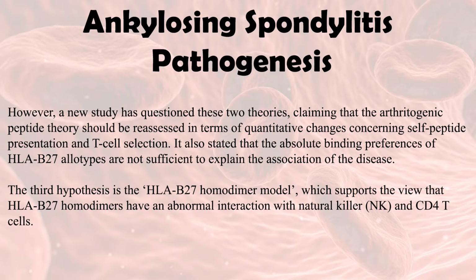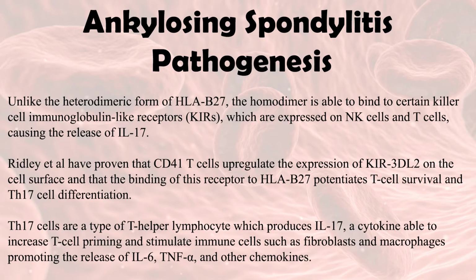The third hypothesis is the HLA-B27 homodimer model, which supports the view that HLA-B27 homodimers have an abnormal interaction with natural killer, NK, and CD4 T cells. Unlike the heterodimeric form of HLA-B27, the homodimer is able to bind to certain killer cell immunoglobulin-like receptors, KIRs, which are expressed on NK cells and T cells, causing the release of IL-17.